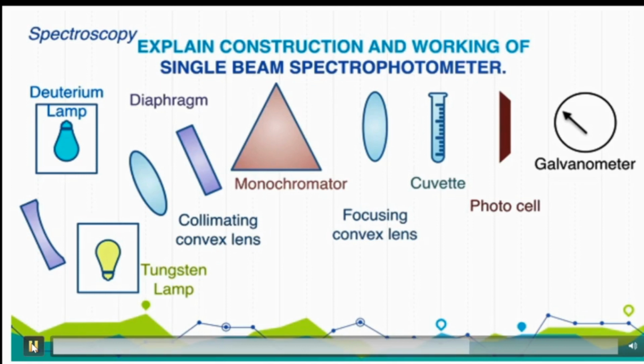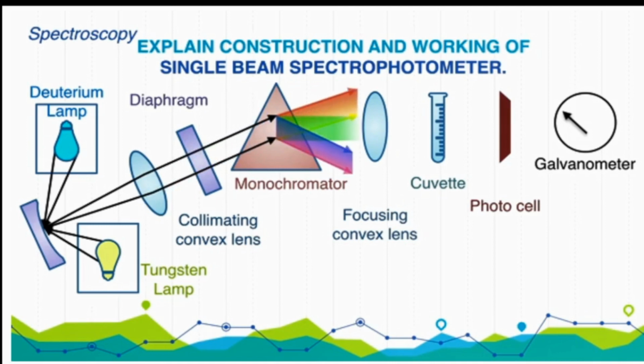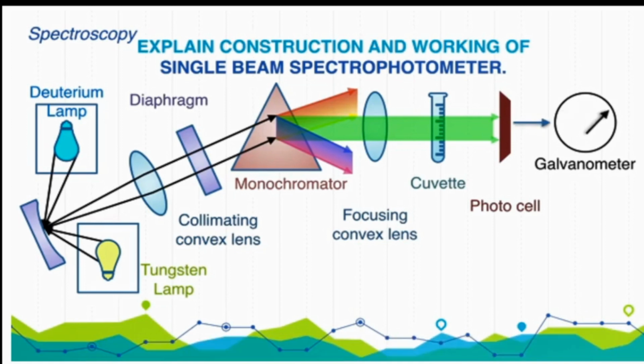So let's discuss the working of the instrument. First of all, the source of radiation, from UV light to visible light to IR radiations, is started. The light from the source is collected by a collimating convex lens and allowed to fall on the monochromator. For each radiation incident on the monochromator, we get radiation of one wavelength only, one value of lambda. This monochromatic light is passed over the sample kept in the cuvette, where some part of the radiation is absorbed and the remaining is transmitted, which passes through a focusing lens and falls on the photocell. The photocell converts this radiation to current and optical density or absorbance.